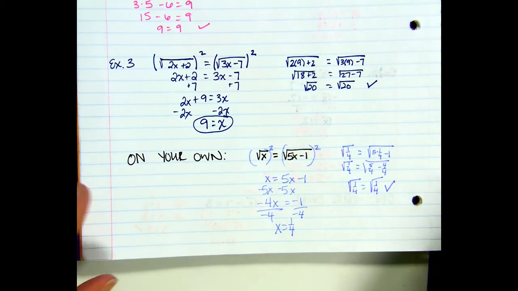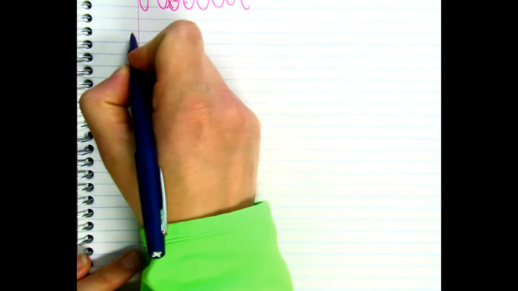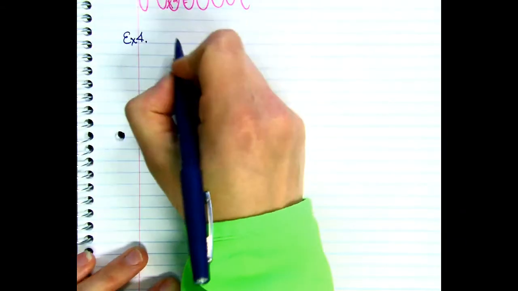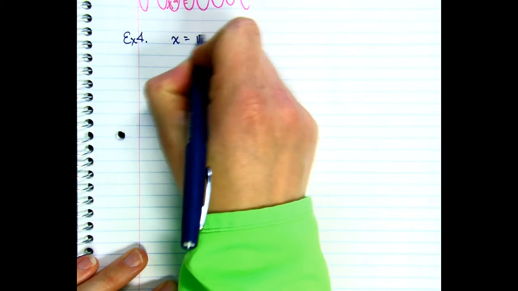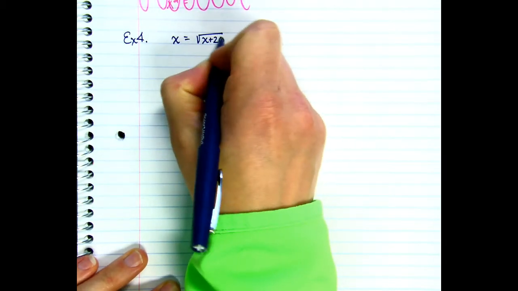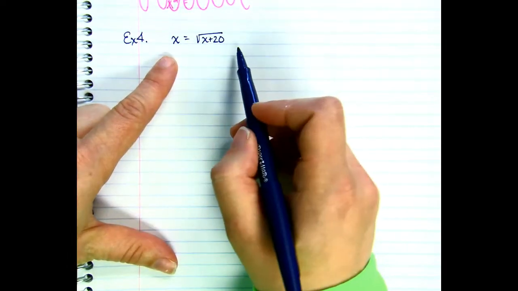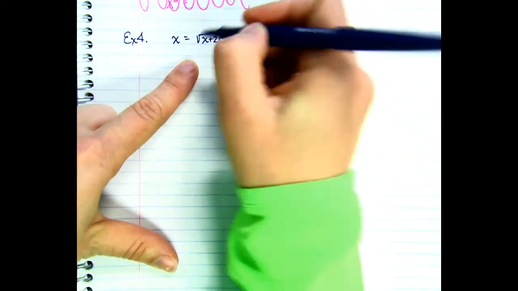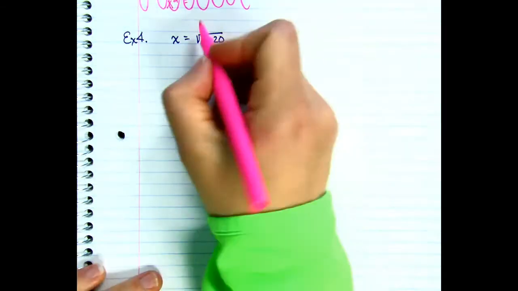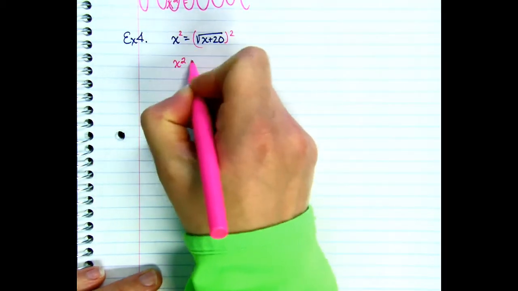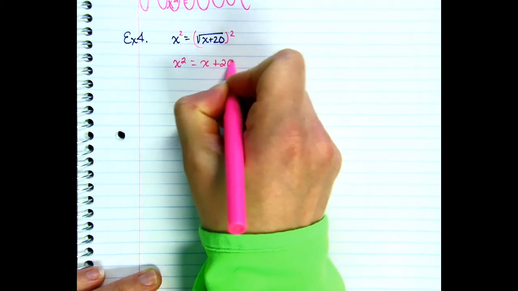So let's try another one. Okay, so we're going to try another one. It looks just a little bit different, but again, we're using that same method where x equals square root of x plus 20. So I'm going to do the same thing here. I have a square root by itself, so I'm going to start off by squaring each side. So I have x squared equals x plus 20.